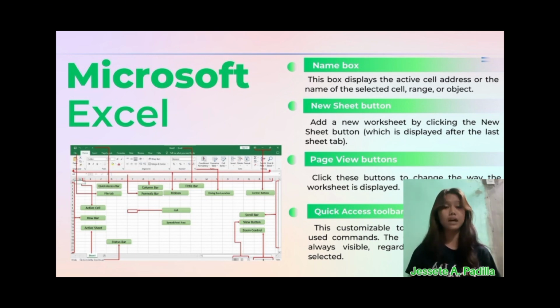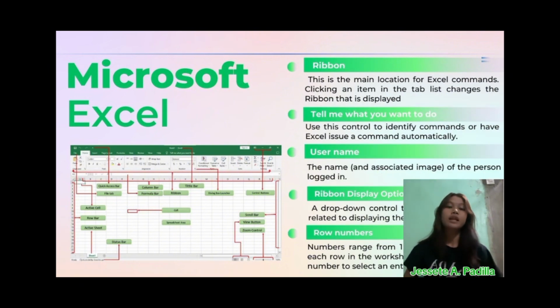The next one is the quick access toolbar. Located at the top left, this customizable toolbar displays frequently used commands for quick access. You can add or remove commands based on your preferences. So the next is the ribbon. The ribbon is a horizontal toolbar below the title bar organized into tabs. These tabs are the Home, Insert, Page Layout, Formulas, Data, Review, and View.